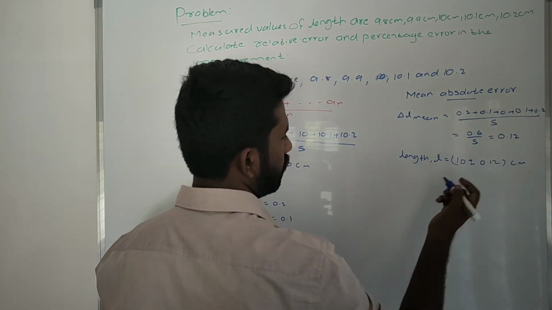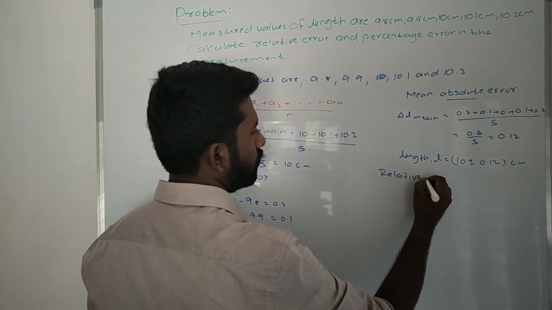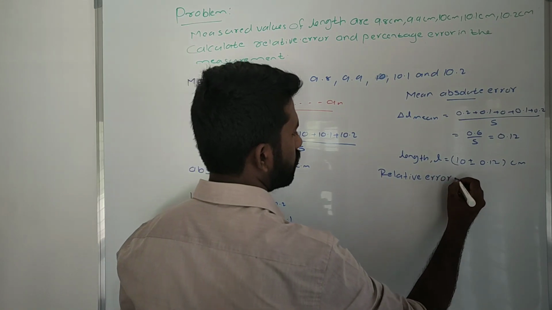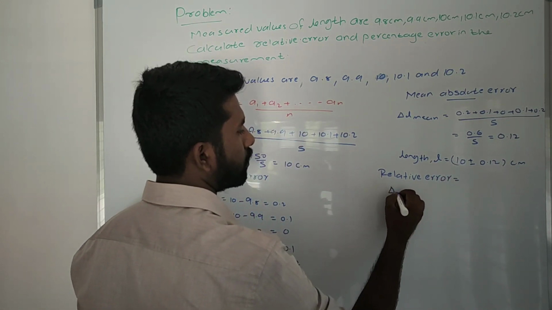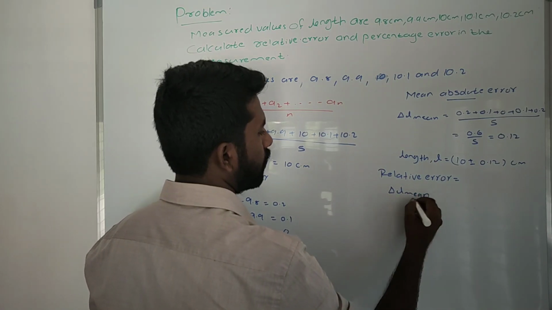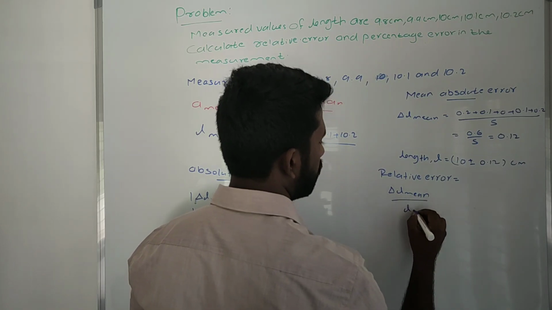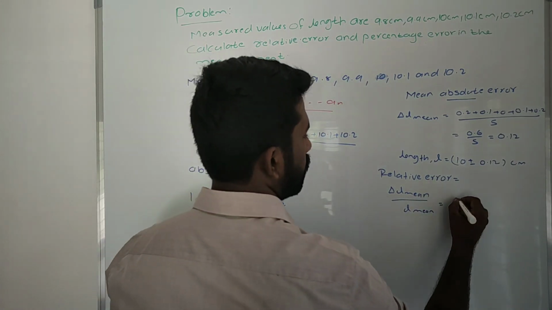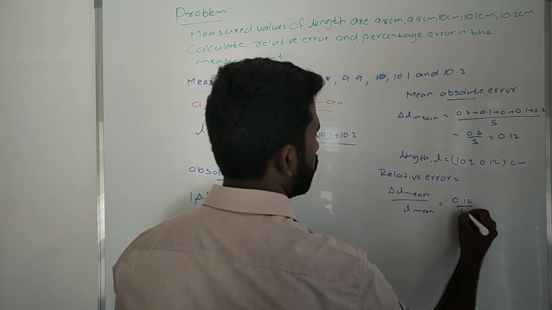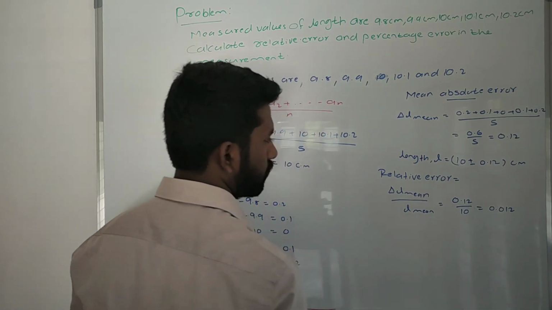Clear? Okay. Now we can find the relative error. What is the formula? Relative error is the mean absolute error divided by the mean value, that is delta L mean divided by L mean. So how much is it coming? That is 0.12 divided by 10, and you get 0.012.